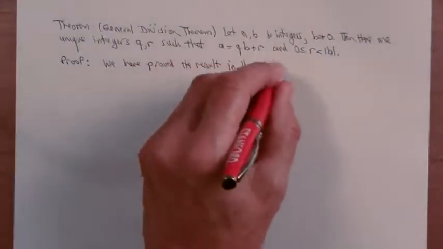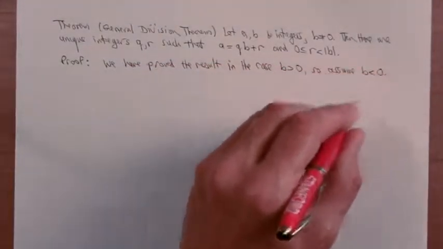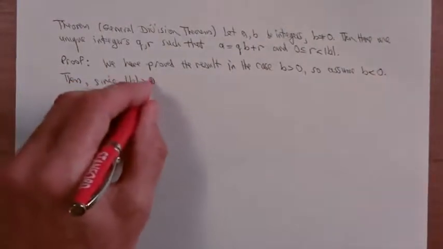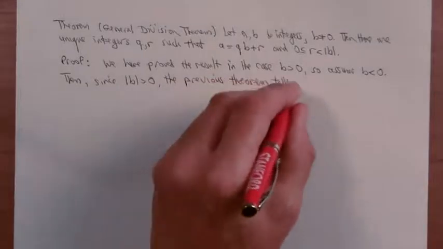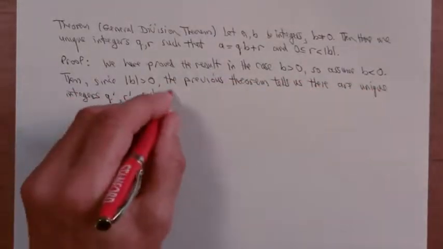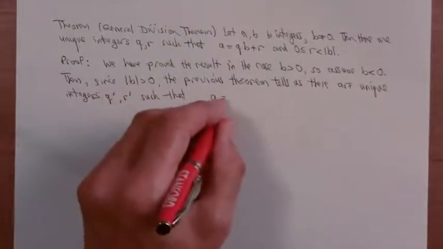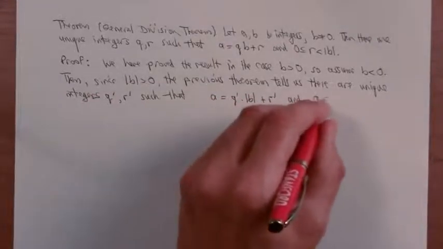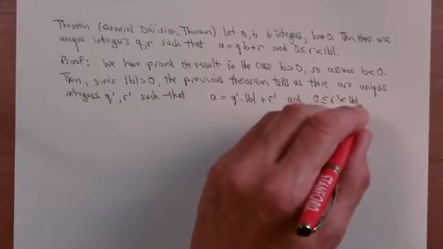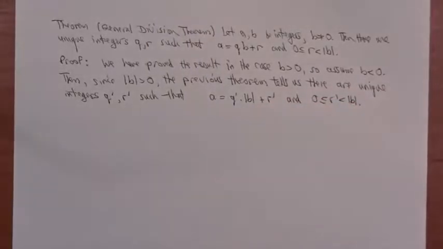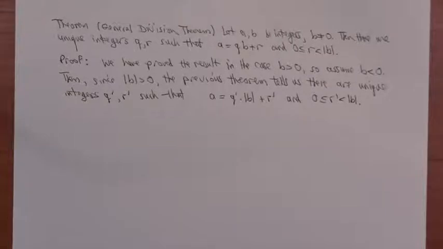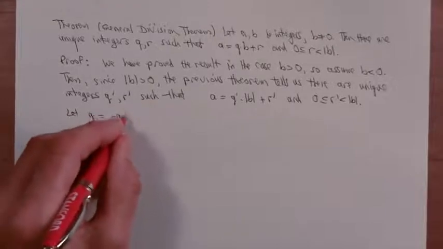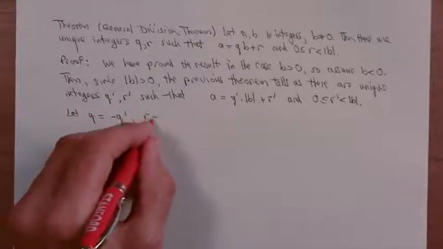Since the absolute value of b is greater than 0, the previous theorem tells us there are unique integers q prime and r prime such that a equals q prime times the absolute value of b plus r prime, and 0 less than or equal to r prime less than absolute value of b. Well, now we simply let q equal negative q prime and r equal r prime.